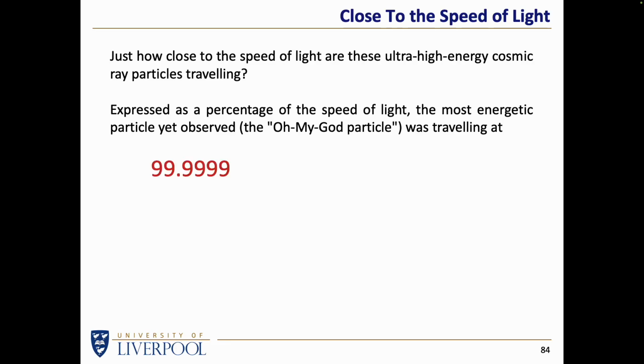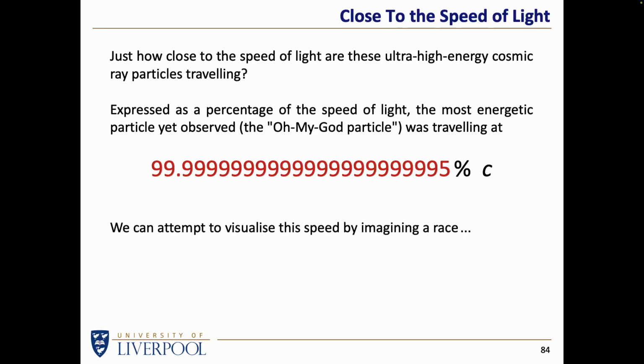And it turns out it was going 99.999999, not done yet, 999, still not done yet, 999, we're getting there, 999.995% of the speed of light. That's its calculated speed based on its energy. How does anything end up going that fast? That is still one of the biggest mysteries in astrophysics as to what it is that produces these things.